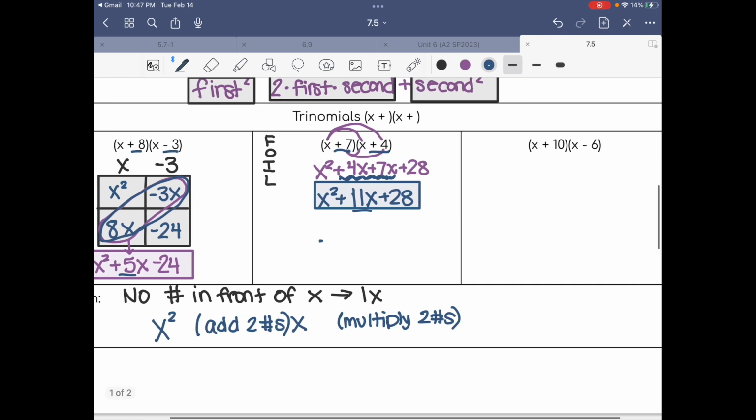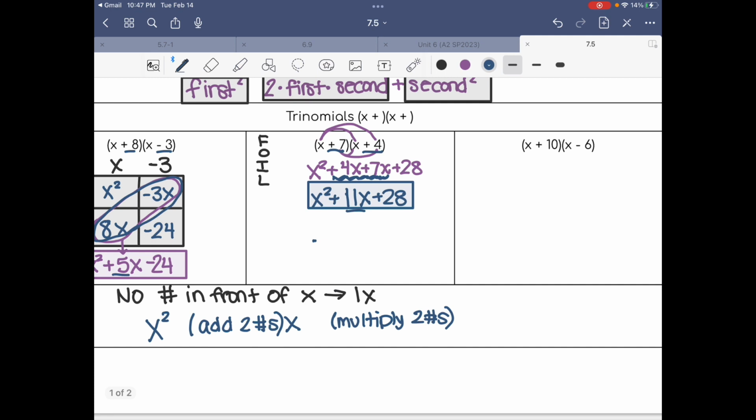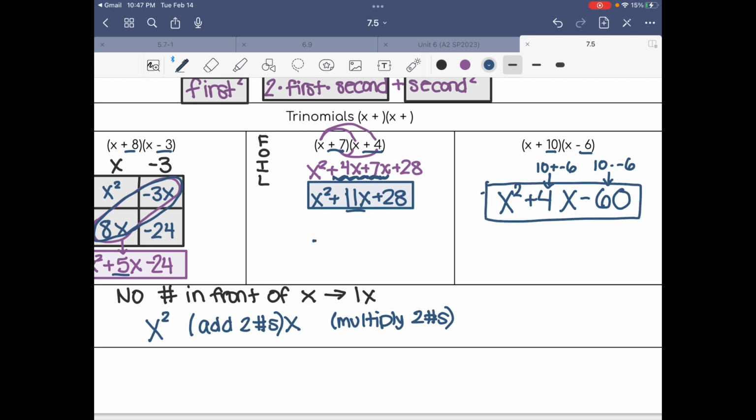So for example, on this last one, it's always going to start with x squared. Then the number in front of x is always going to be these two numbers added together. So 10 plus negative 6 is 4. And the last number is always going to be those two numbers multiplied together. 10 times negative 6 is negative 60. And that is your pattern.